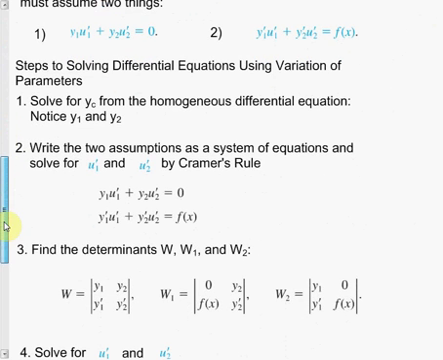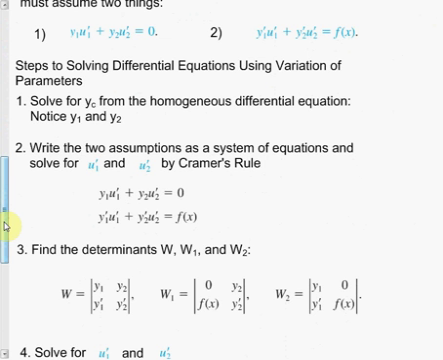The first thing we're going to do is solve for y sub c, the complementary solution. We've been doing that in chapter 4 already, so it's the same thing. So you solve for y sub 1 and y sub 2, step number 1. Write the two assumptions as a system of equations. So we're going to write it like this. The first assumption is this first line, and the second assumption is this guy.